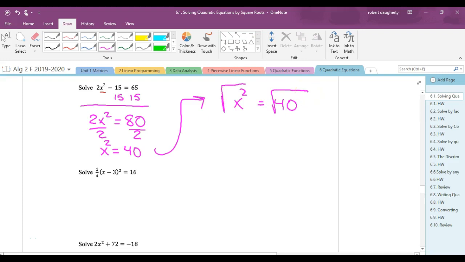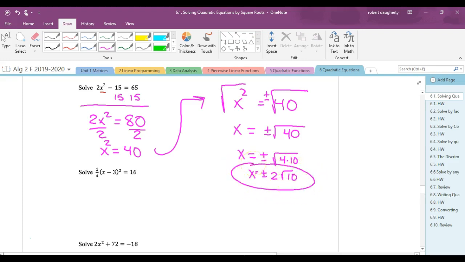Don't forget what goes in front of this square root? Plus or minus, okay? So on the left, what's the square root of x squared? x equal plus or minus square root of 40. How can I simplify the square root of 40? This is x equal plus or minus the square root of 4 times 10. What's the square root of 4? 2. So x equal plus or minus 2 square root of 10. That's my solution. Okay?